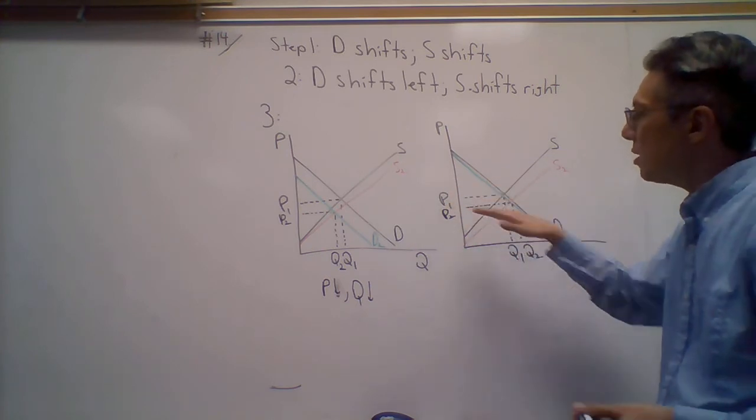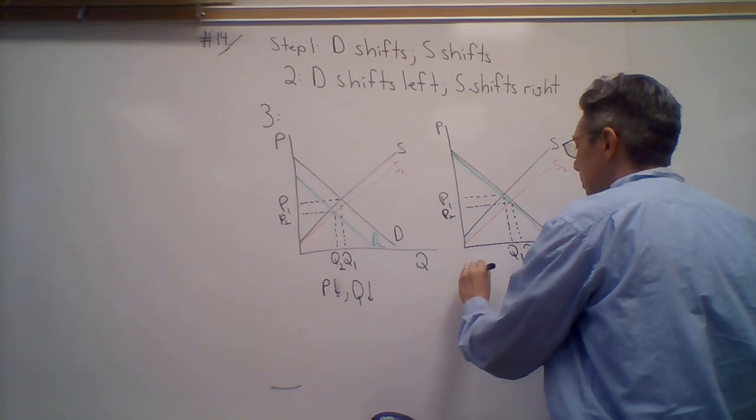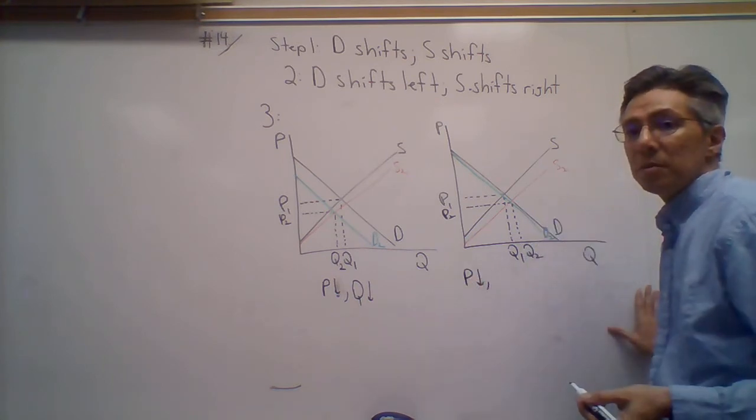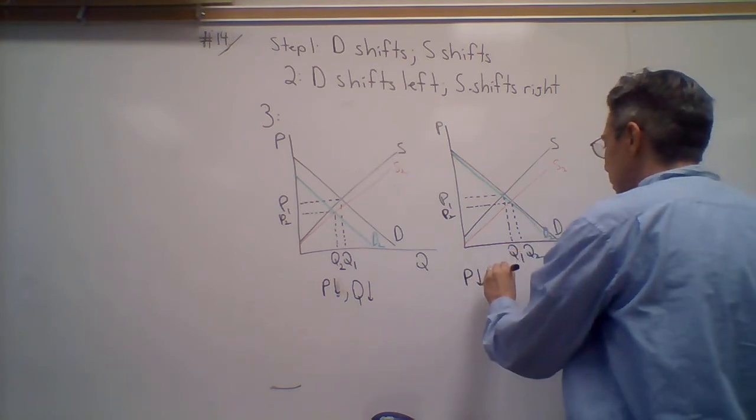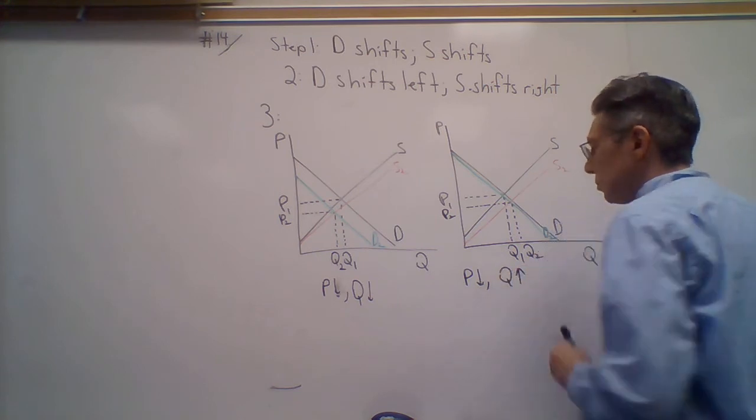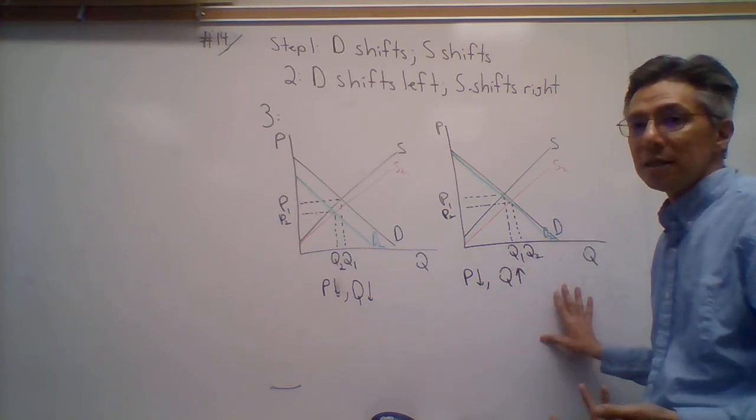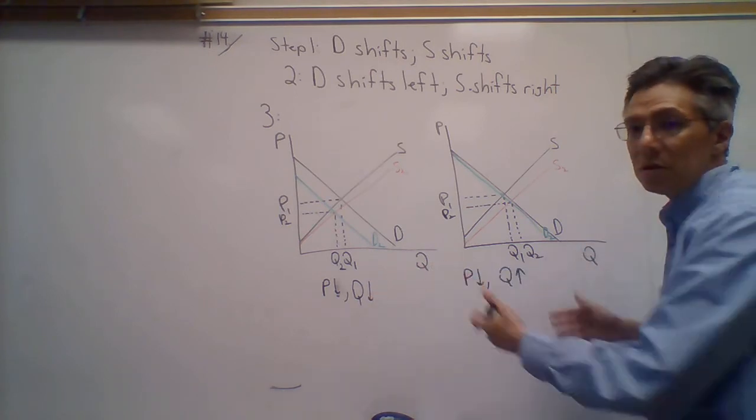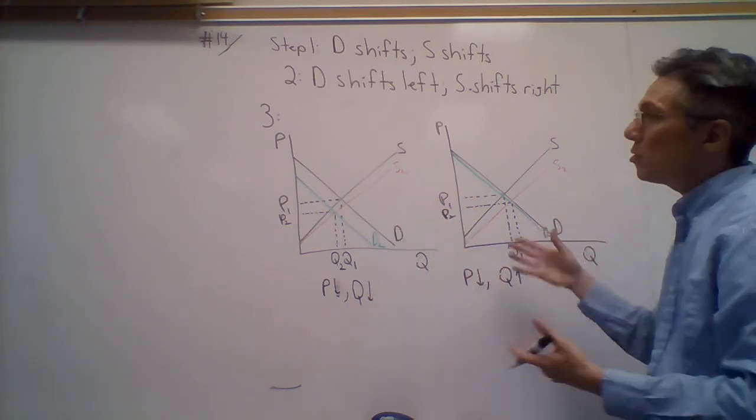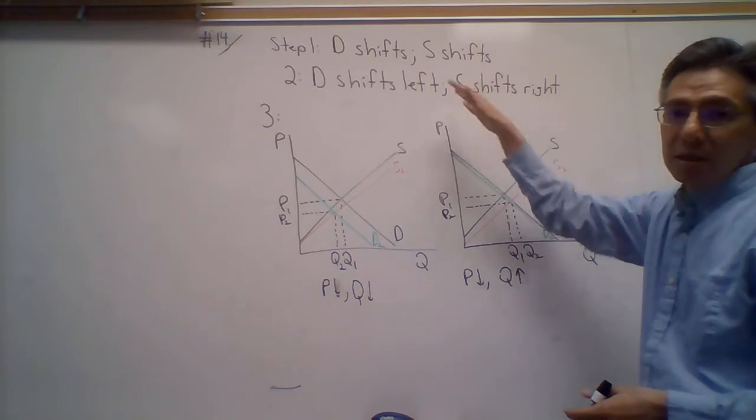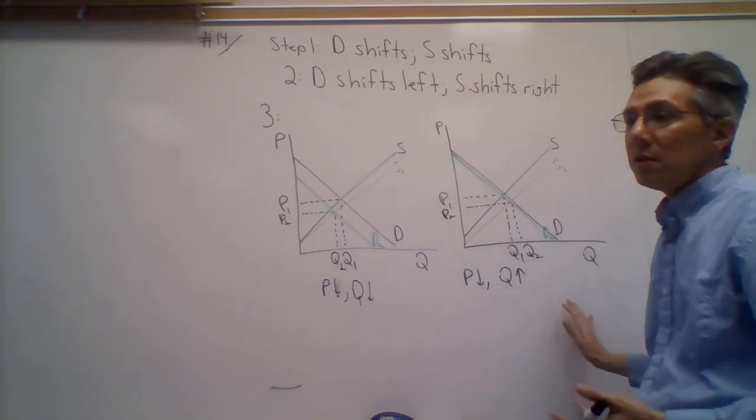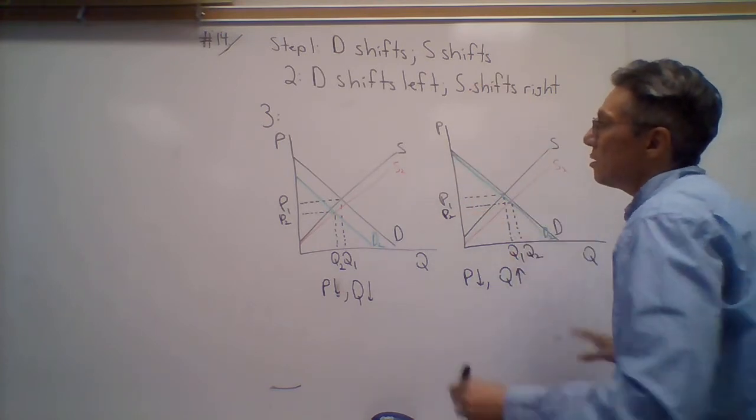We notice that the price goes from P1 to P2, it's going down, but now in terms of the quantity, the quantity is going up. So the question is, how do we get this difference in result between two graphs which are supposed to be both showing the same steps?